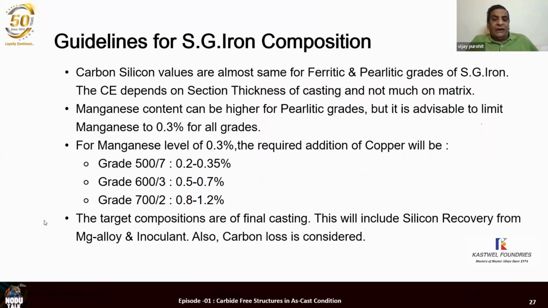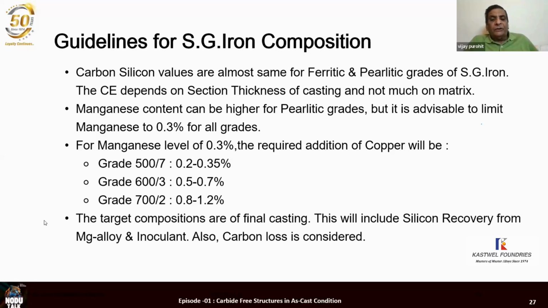So, guidelines for making SGI. Carbon and silicon values are almost the same for ferritic and pearlitic grades. We have seen that. The carbon equivalent depends on the section thickness of the casting and not much on the matrix of the casting. Manganese content can be higher for pearlitic grades, but it is advisable to limit the manganese content to 0.3% for all the grades.